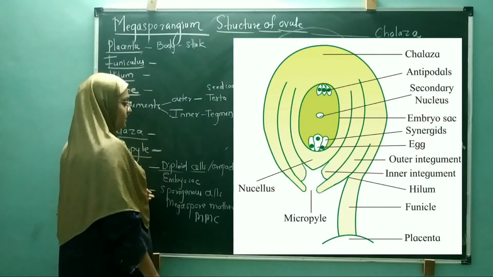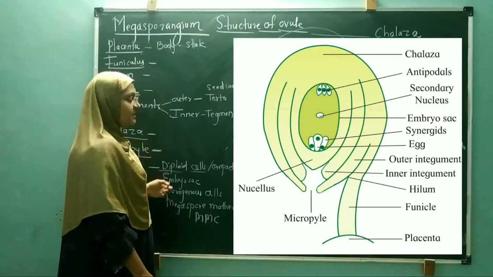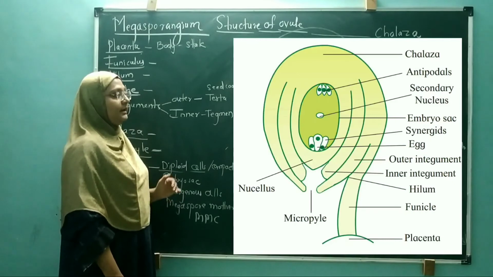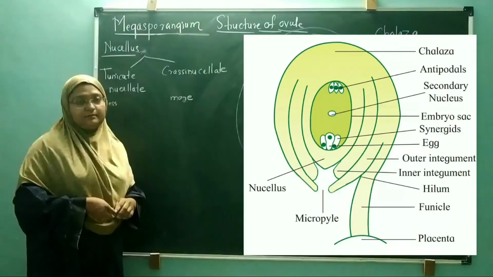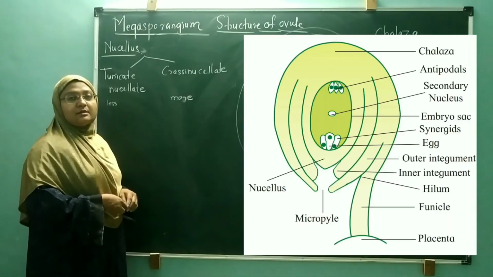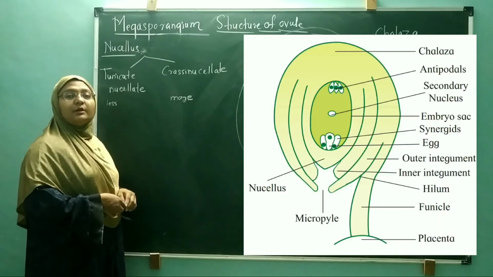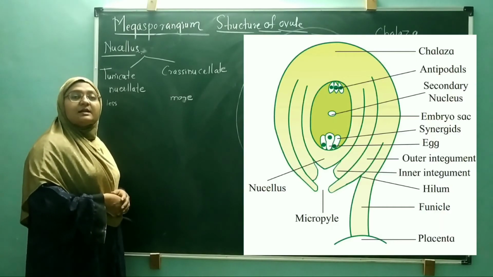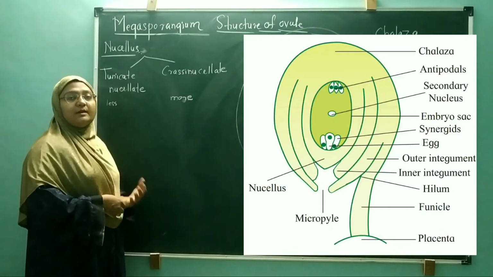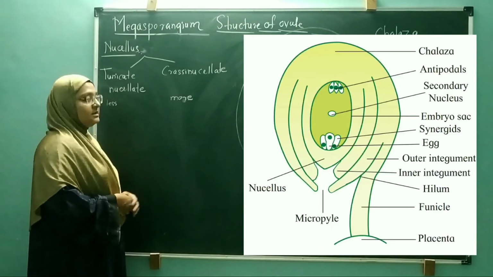Next to the nucellus is the embryo sac. Let us discuss what the contents of the embryo sac are. So the nucellus contains diploid cells. Those diploid cells are going to be converted into sporogenous cells, and those sporogenous cells are going to be converted into megaspore mother cells, that is the MMC.